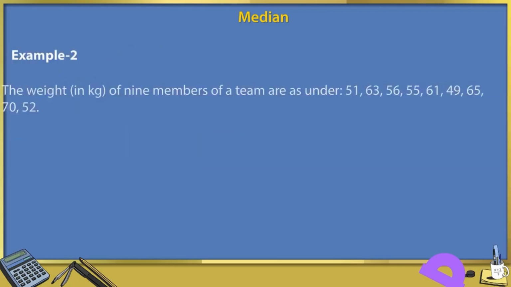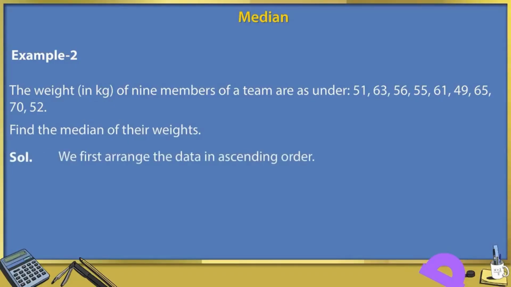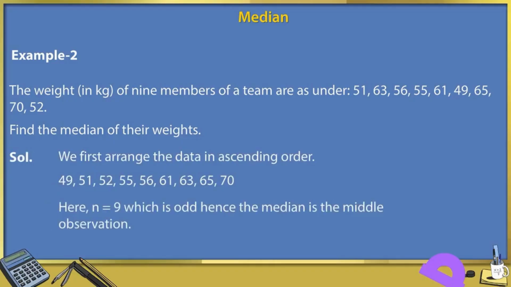Example 2. The weight in kg of 9 members of a team are as under. Find the median of their weights. Solution. We first arrange the data in ascending order. Here, n is equal to 9, which is odd.